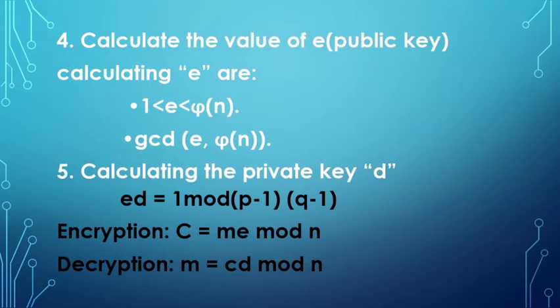Then we are going to do the encryption process. So we are going to create a ciphertext. We need the formula c equal to m power e mod n, where m is the message we are going to send and e is the public key. Then moving to decryption, m equal to c power d mod n. We are going to decrypt the message, so we just need the ciphertext and the private key value.